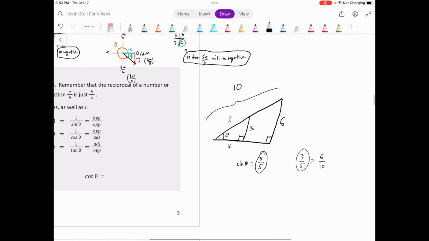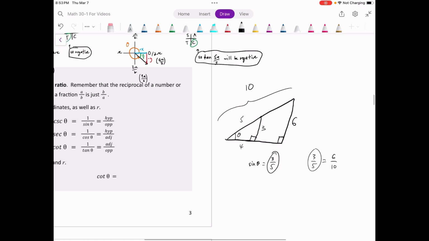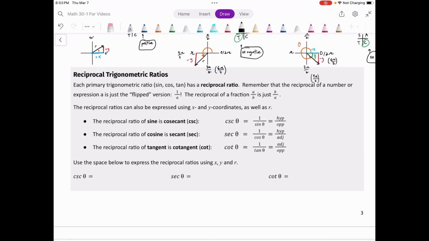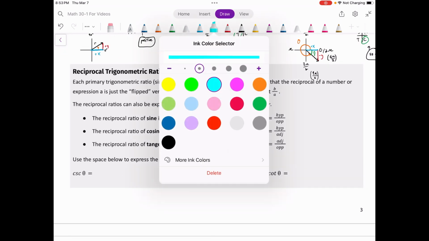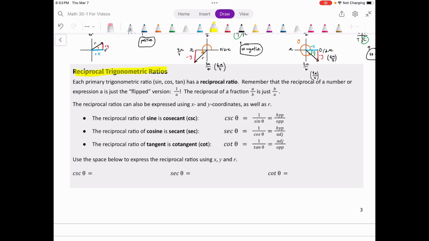Now, there's no reason we couldn't also think about the ratio of hypotenuse to opposite, right? We often think of sine as opposite over hypotenuse, but what's wrong with thinking about the ratio of hypotenuse over opposite? And that's all the reciprocal trig ratios are. It's maybe not even rethinking, it's just looking at a different ratio. So each primary trigonometric ratio, sine, cos, and tan, has what we call a reciprocal ratio. And it's a good name because that's all it really is. It's the reciprocal of sine, of cos, or of tan.